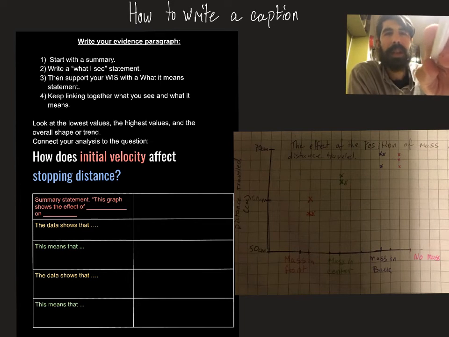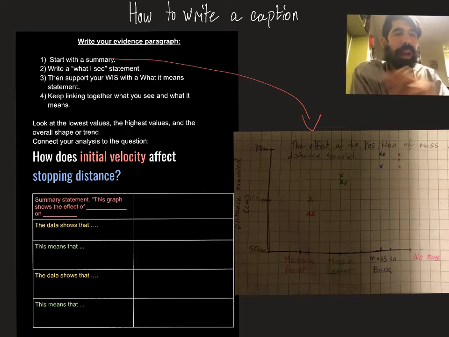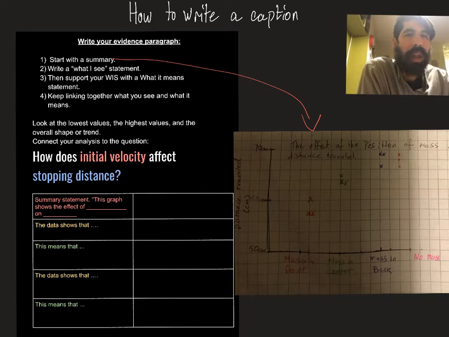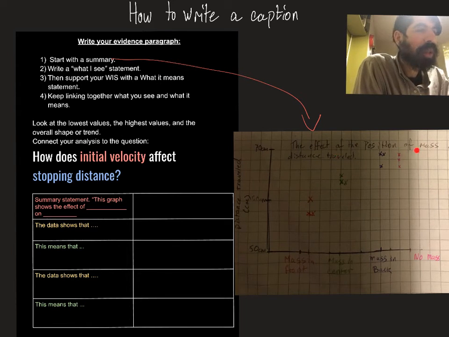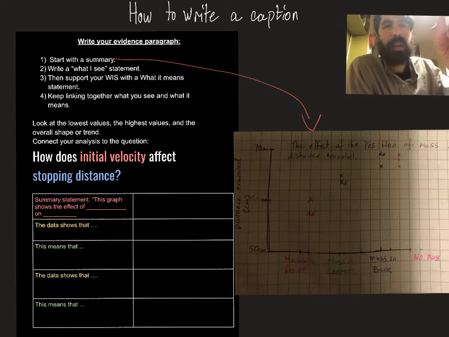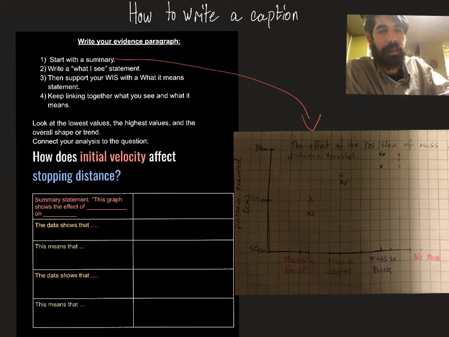When I write my summary, I'm going to go straight to the title of my graph. And so the summary statement is just going to say this graph shows the effect of the position of the mass on the distance traveled, because that's the title of the graph. That's actually what it shows. The variables show the position of the mass and the distance traveled. And so that's what I'll write.